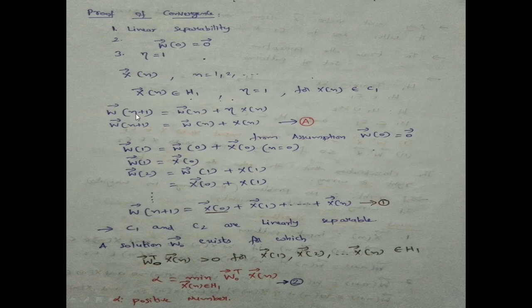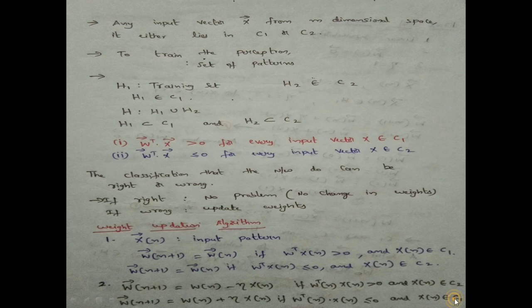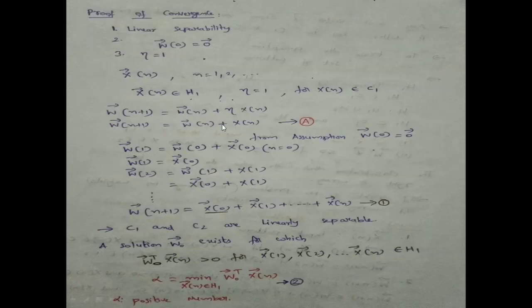From the previous equation for class C1, W of n plus 1 equals W of n plus eta into x of n. We already assumed that the eta value is 1, so now it will become W of n plus x of n. Let us call this equation A. From our initial assumption, we have already taken W of 0 equal to 0. So now we put n equal to 0 here.